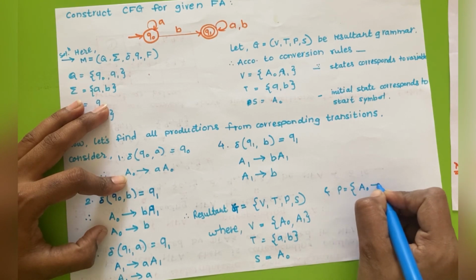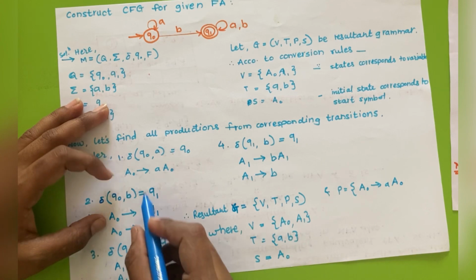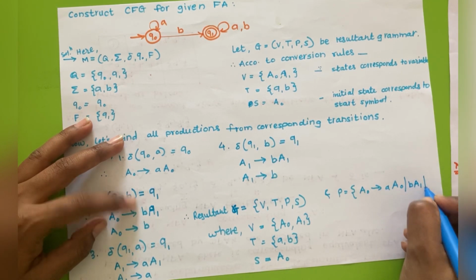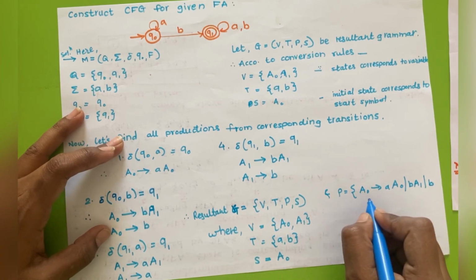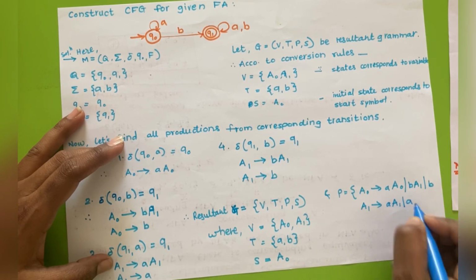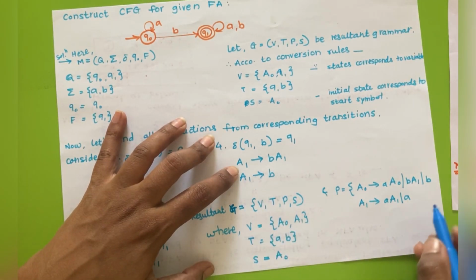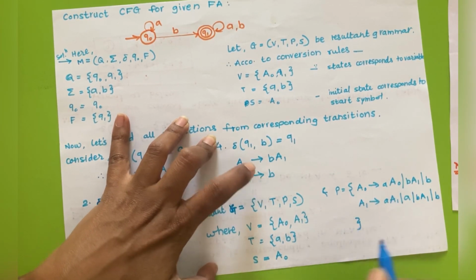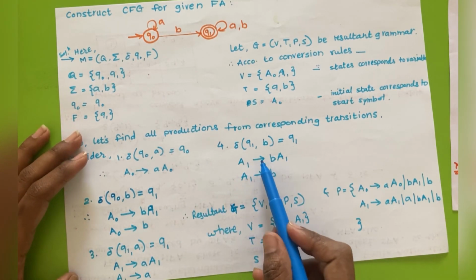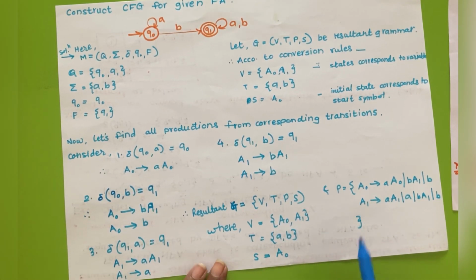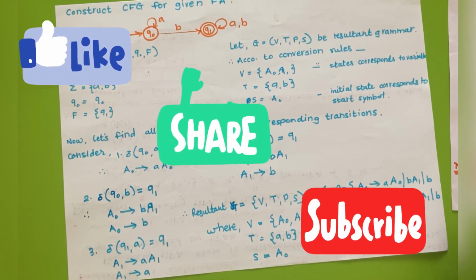First is A0 tends to a A0, then the next production of A0, that is b A1, and again A0 tends to b. Next we have the productions A1 tends to a A1 and a, and again we have A1 tends to b A1 and b. So here we have finished converting all transitions to productions. This is our resultant grammar VTPS. Hope you have understood how to convert a given finite automata into grammar.